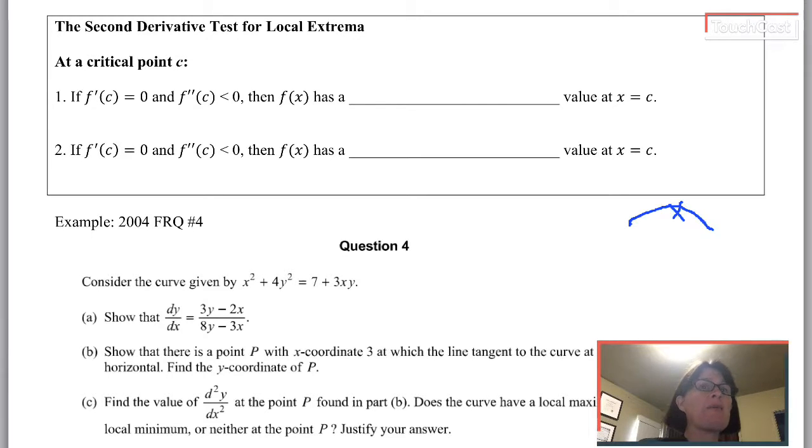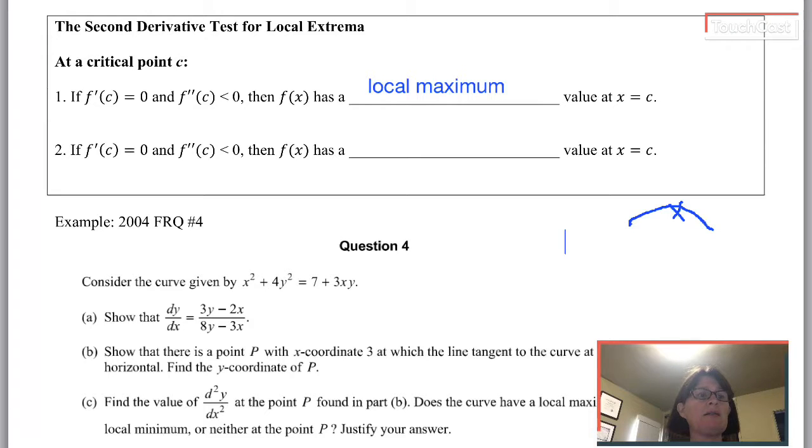So if f prime of c is 0 and f double prime of c is negative, so that means there's a critical point on f and we find out that the second derivative is negative, meaning the function originally was concave down, then f of x has a local maximum at x equals c.